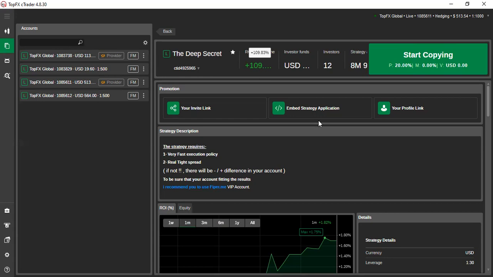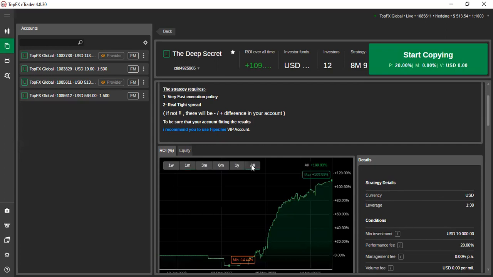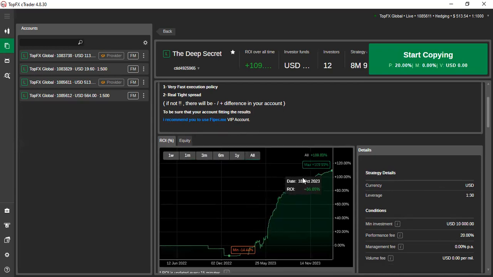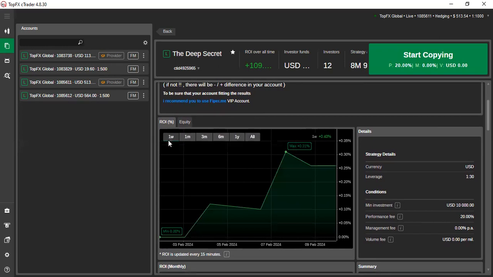So return on investment, this person has made roughly 109% on the strategy ever since. Let me check. You can actually customize to see a particular period. Let me check all time. Yeah, so this is the all time. If you want to check for the past week, you can just switch to the past week.